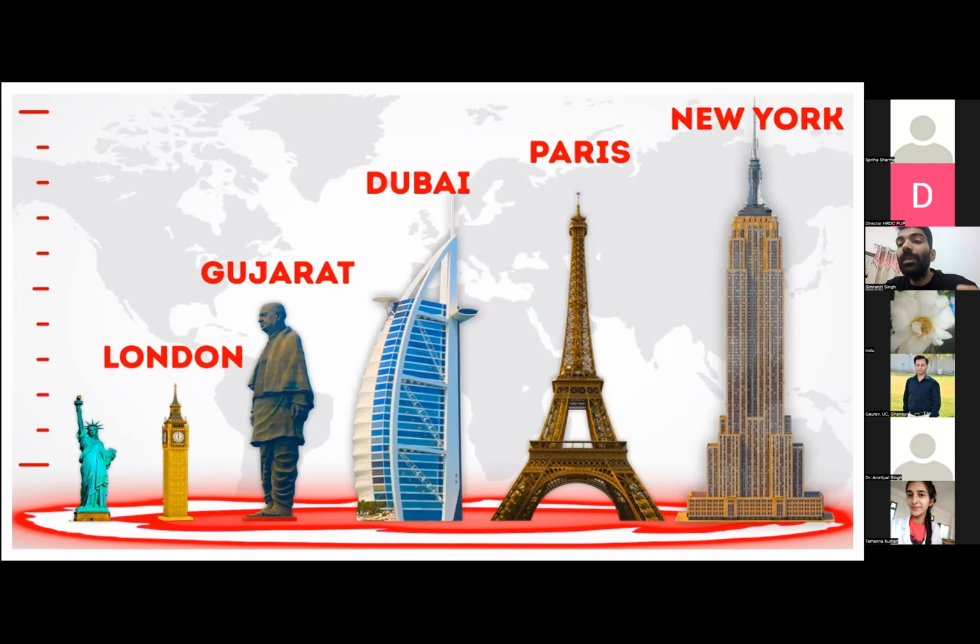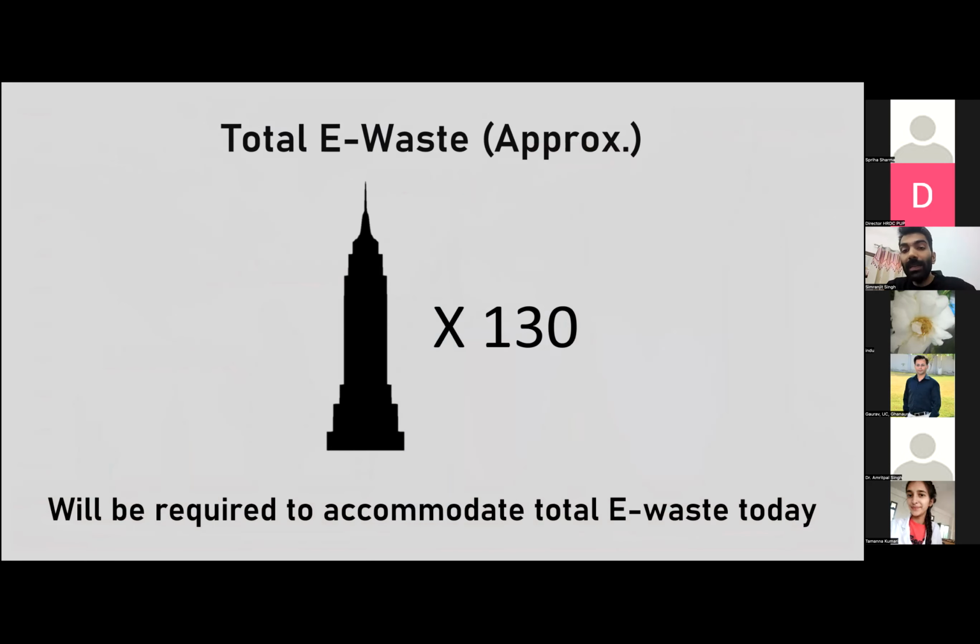This is the size of the Empire State Building. So Statue of Unity is the largest statue. As you can see, Empire State Building is much higher, much bigger than the Statue of Unity also. Now, how much e-waste is there in the world today? It will take 130 full Empire State Buildings if we want to dispose of today's e-waste. It will take 130 Empire State Buildings. Just let that sink in.